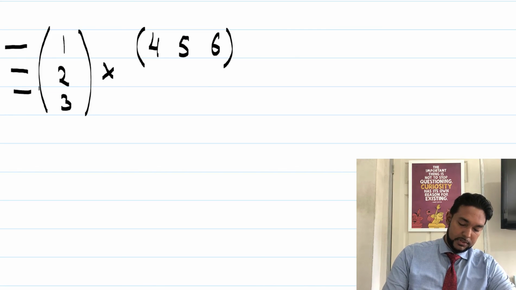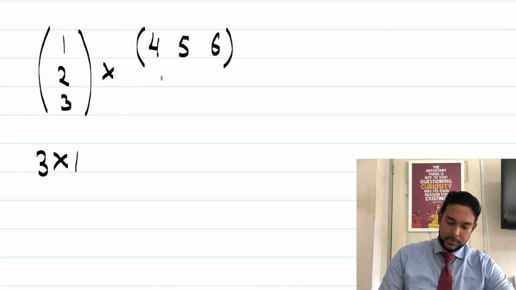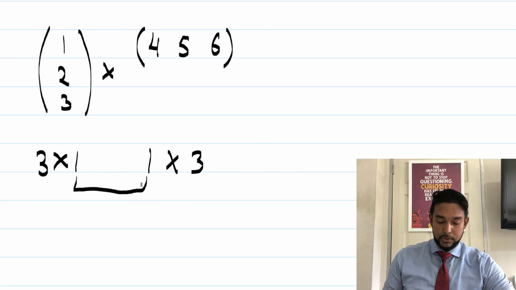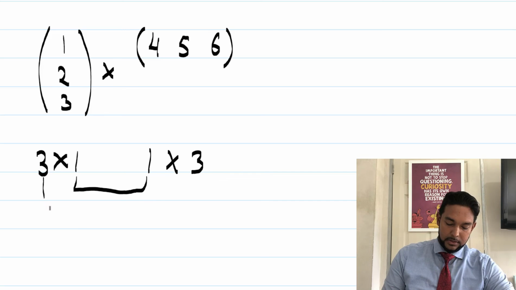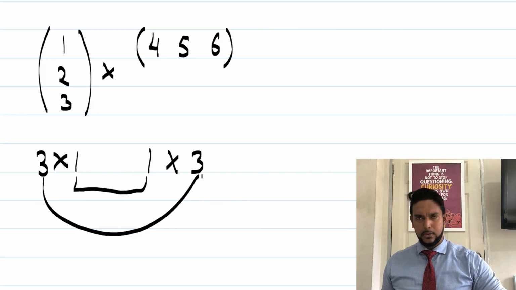So this matrix has 3 rows and 1 column. And this one has 3 columns and 1 row. So, 1 row and 3 columns. So these two numbers are compatible, are equal, which means that the matrices are compatible for multiplication. And the order of the resulting matrix will be a 3 by 3. How is that even possible?